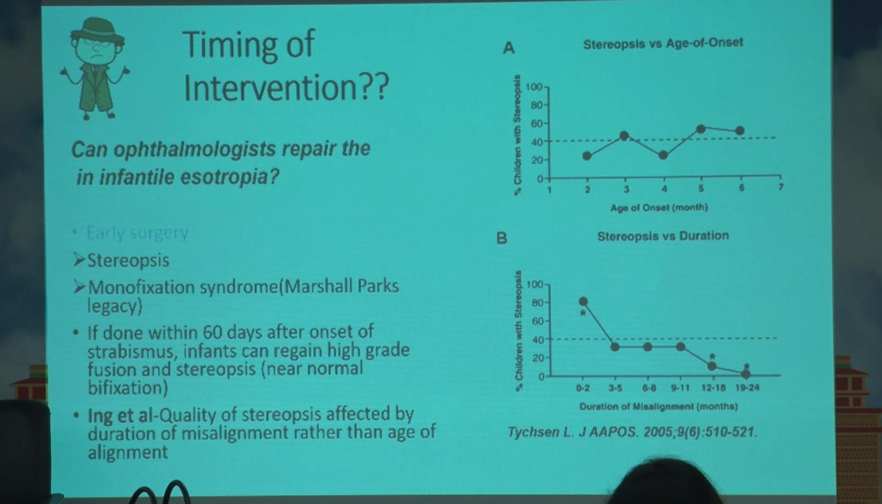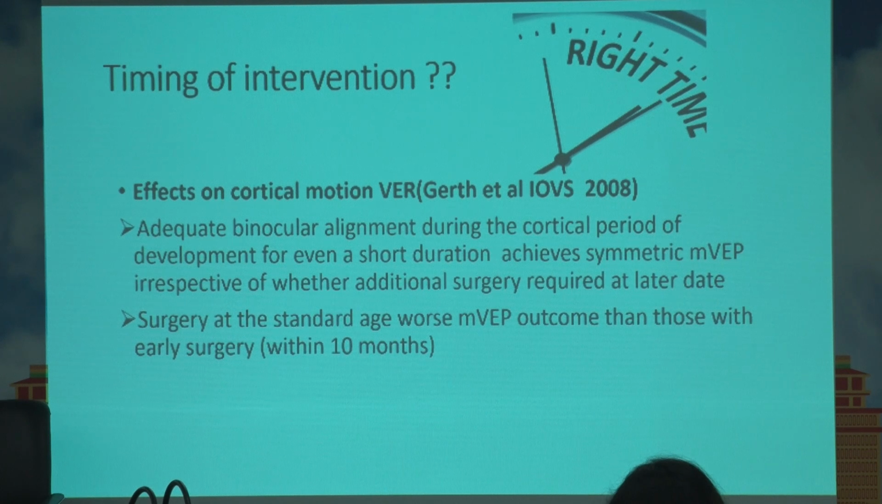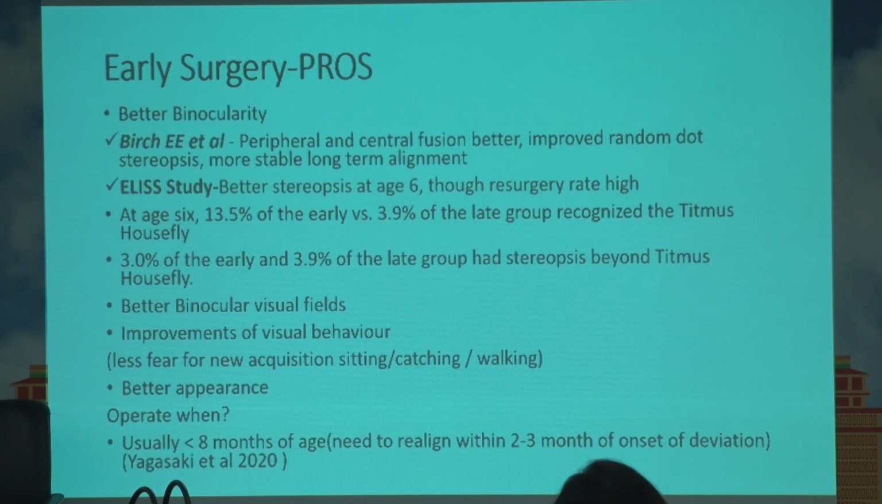Obviously, there are various studies which show the quality of stereopsis would be better in those cases. Also, there have been studies which have shown the effect of this early intervention on cortical motion VEP, and they have shown that adequate binocular alignment done during the critical period, as I mentioned earlier, gives better outcomes on MVEP. The trend seen on these multifocal VEPs was that if you do early surgery within 10 months for these children, the results are better. That is indirectly indicative that their binocularity can develop if you are operating them at that particular age. So as I mentioned, the pro in favor of early surgery is better binocularity.